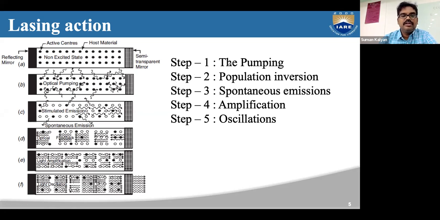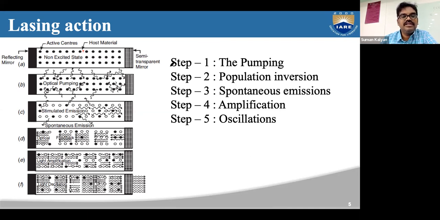So here, you can see in the first figure A, the black dots are called active centers, and the others, the whole white area, is the host material. The black mirror is a completely reflecting mirror, and the partially semi-transparent mirror on the right side is filled with dashed lines.